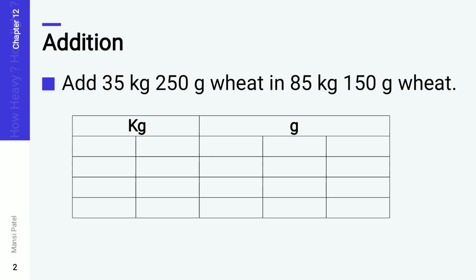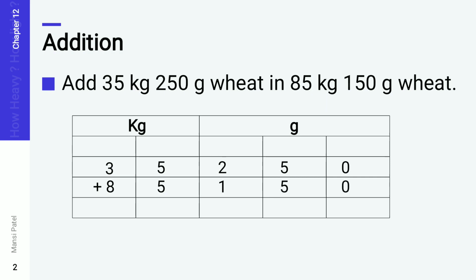So first, how many kilograms are there? 35 kilograms, so write 35. And how many grams? 250 grams, so write 250. Now to this 35 kilogram 250 gram wheat, you have to add 85 kilogram. So below the heading of kilogram, write 85. And how many grams are there? 150 grams, so write 150.